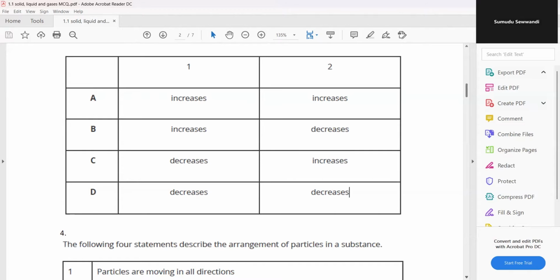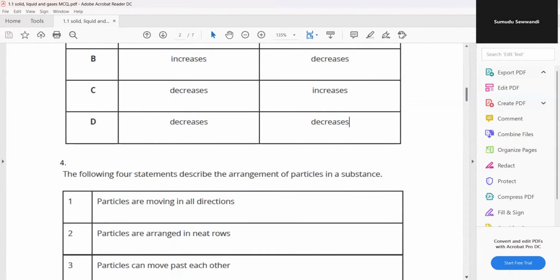And gap 2, volume and pressure. When the volume of a gas increases with a constant amount of gas and temperature, the particles have more space to move around. This means they collide with the wall of the balloon less frequently, resulting in a decrease in pressure. Therefore, the correct answer is B. Increases and decreases.